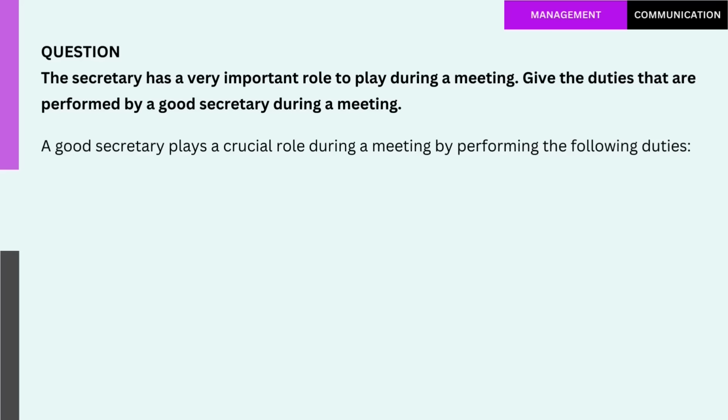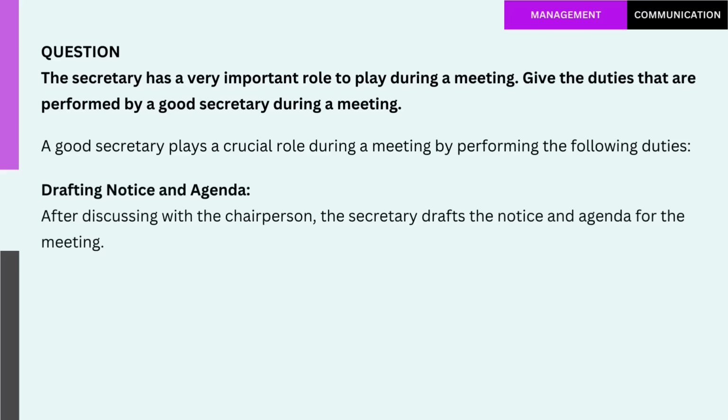Question. The secretary has a very important role to play during a meeting. Give the duties that are performed by a good secretary during a meeting. A good secretary plays a crucial role during a meeting by performing the following duties. 1. Drafting notice and agenda. After discussing with the chairperson, the secretary drafts the notice and agenda for the meeting.